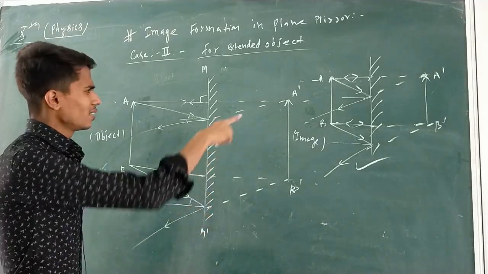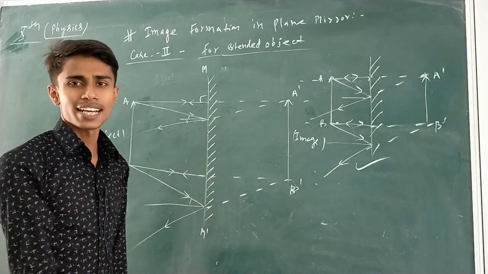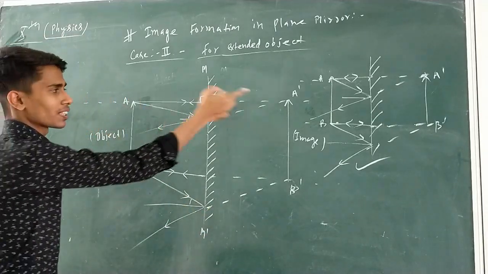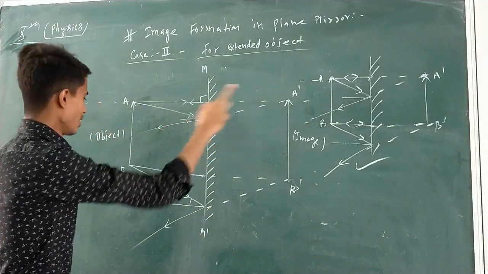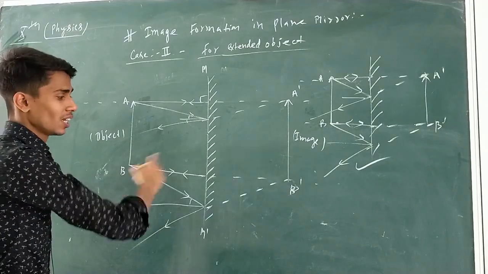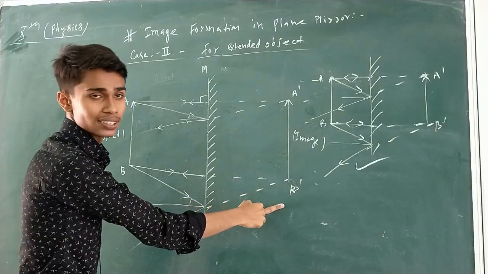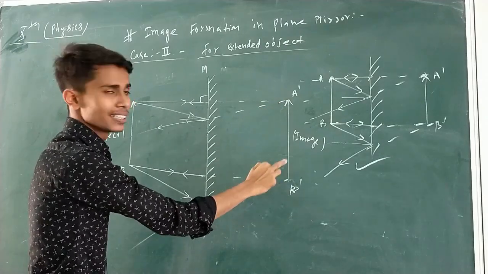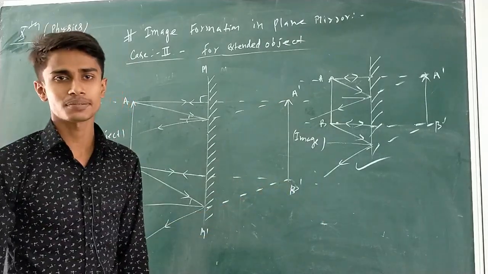Now you can easily conclude that the image formed in this case is erect. What is the top position of the object? A. What is the top position of the image? A dash. What is the bottom position of the object? B. What is the bottom position of the image? B dash. The image is not inverted, it is erect. Always, a virtual image is erect.